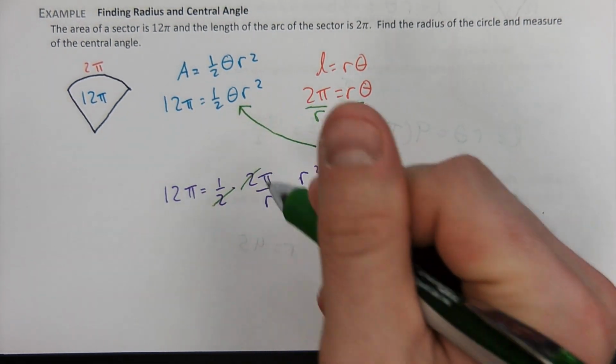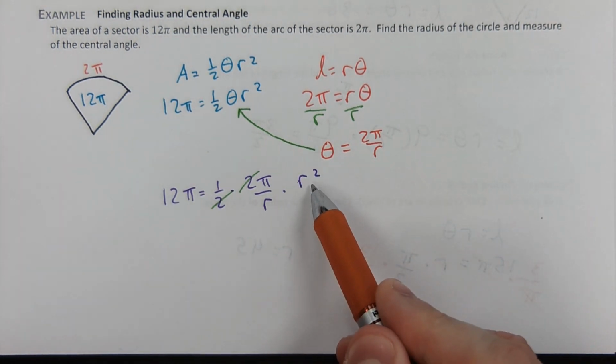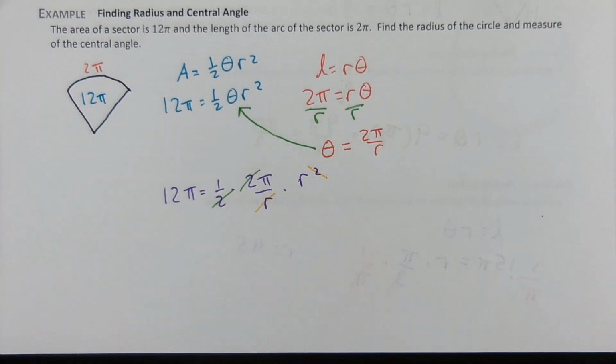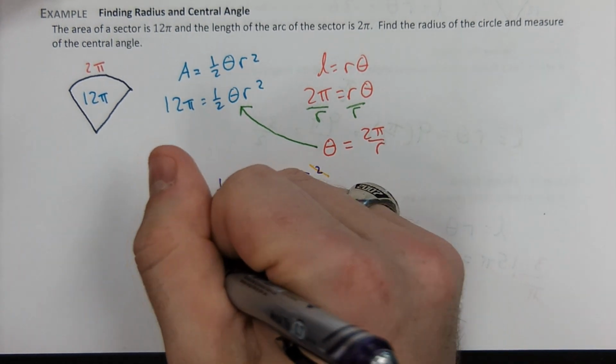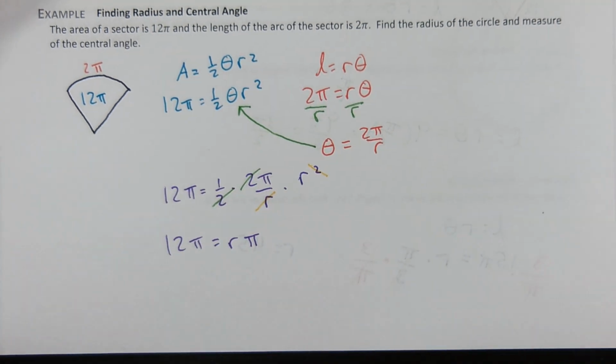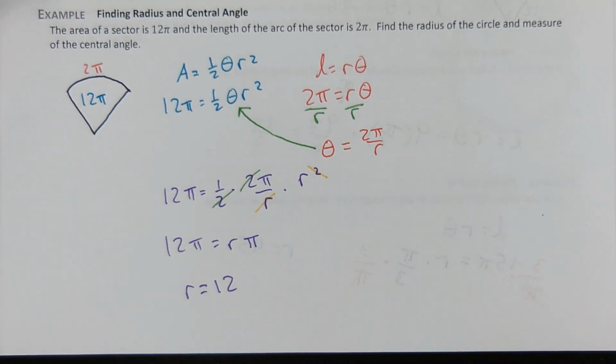These 2's cancel each other. And there are 2 r's on the top here. So this r cancels one of the 2 r's here. All that's left on the right side now is r times pi. I have 12 times pi equals r times pi. Gee, I wonder what r equals. 12 it is. You could divide both sides by pi, or you could just see that 12 is the obvious answer.